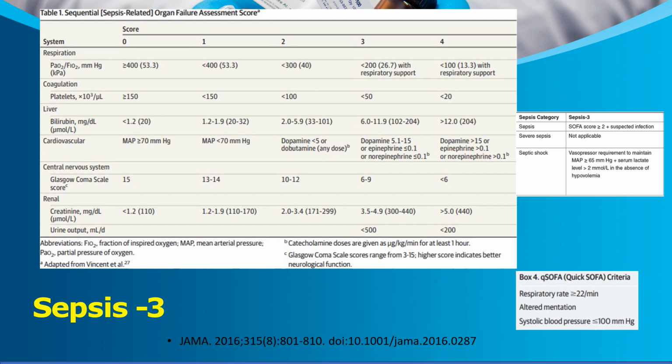What is the quick SOFA criteria? It refers to respiratory rate of more than 22, or altered mentation, or systolic BP less than 100. You can refer to the definitions or the criteria of Sepsis-3 in the JAMA article 2016.